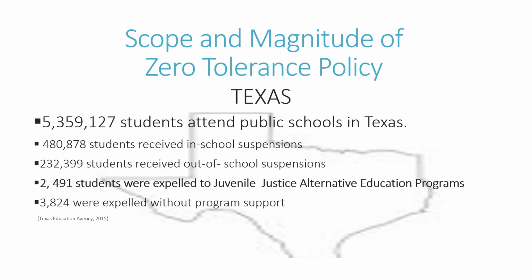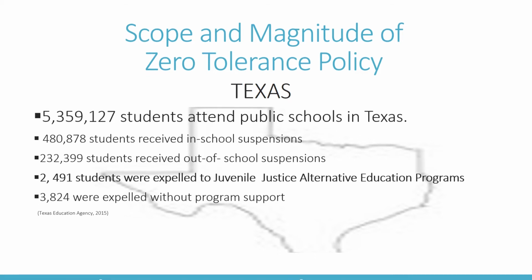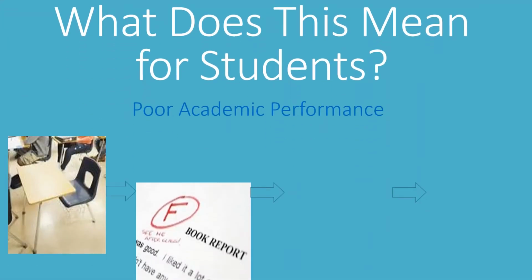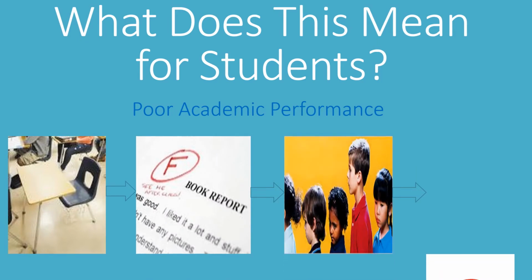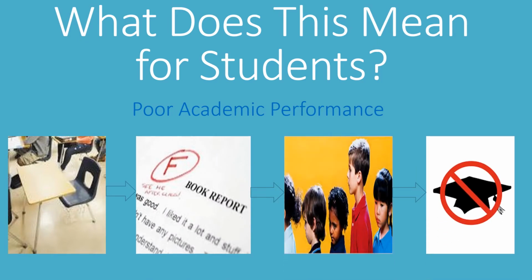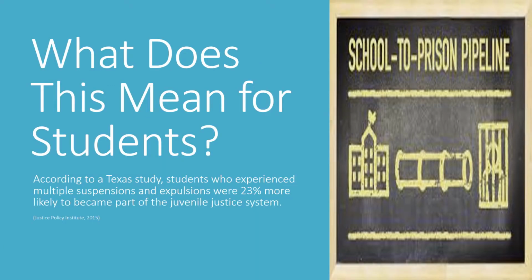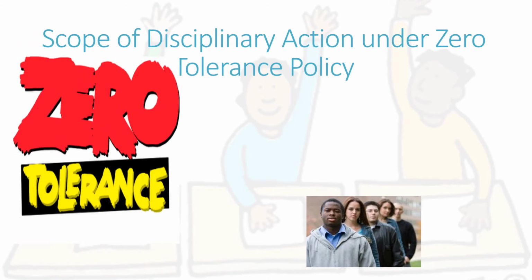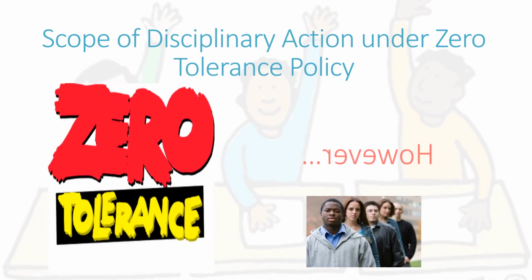So what does this mean for students? Being expelled or suspended makes students more vulnerable to chronic absenteeism, poor academic performance, grade retention, and high school dropout. It also means that students are more likely to have contact with the criminal justice system. When schools use zero tolerance policies, all students are susceptible to the effects of the guidelines.